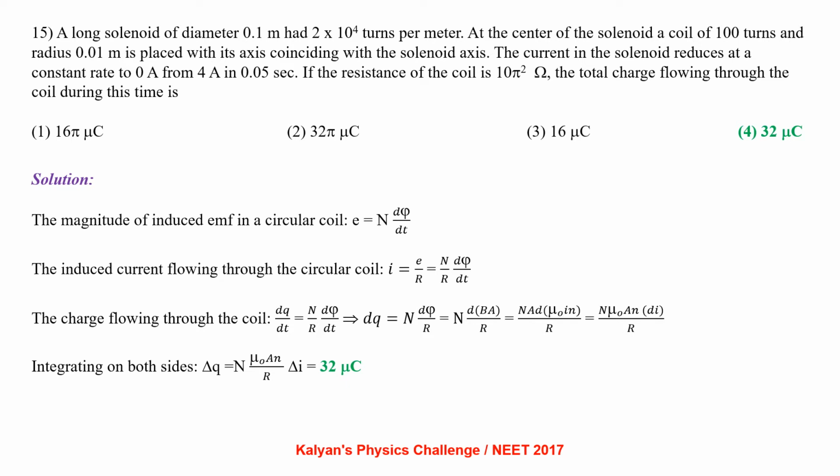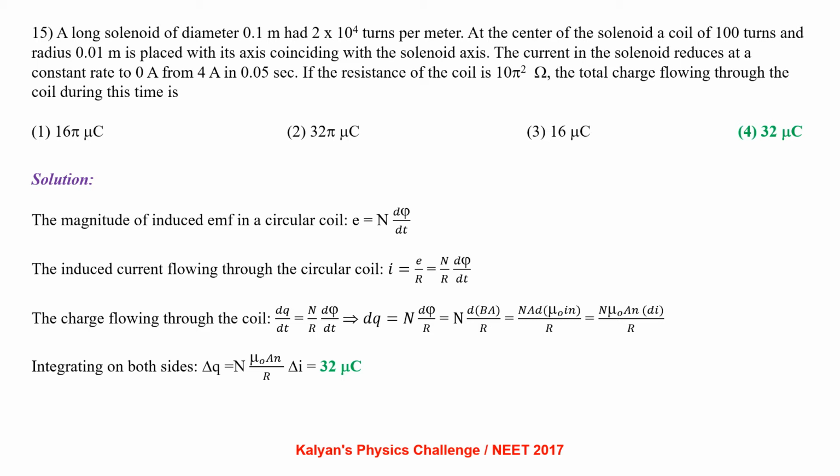We can write the magnitude of induced EMF in a circular coil by the formula E equal to N d phi by dt. From there, the current flowing through the coil I equal to E by R, that is N d phi by dt into 1 by R. We can write current as rate of flow of charge, so I is dq by dt. So we get dq by dt equal to N by R d phi by dt. Cancelling dt on both sides, we get dq equal to N times d phi by R.